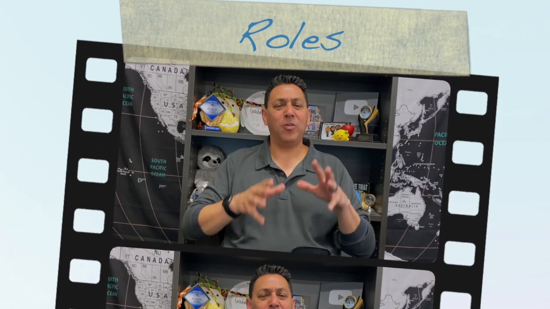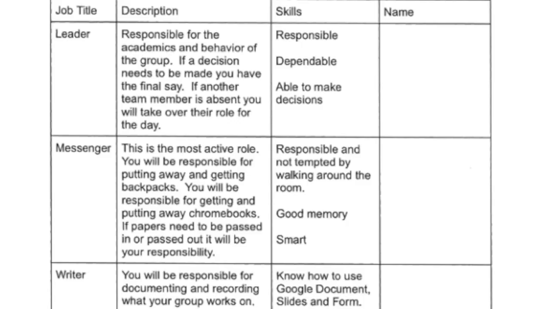Students need to have roles. Each student has a certain role in the group. Now, I'm sure you've already heard about this, and if you do any kind of group work, I'm sure you do that already. But I went to the next level on these roles. I had students write down what role they wanted, and then I gave them a detailed description of that role, as well as qualities that would make them good at it.